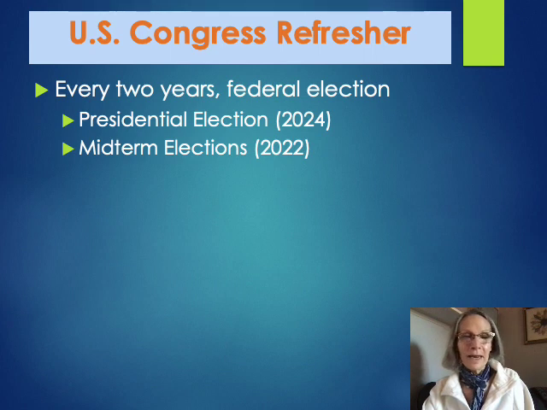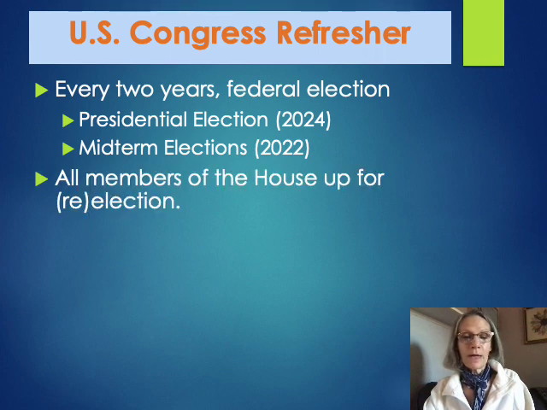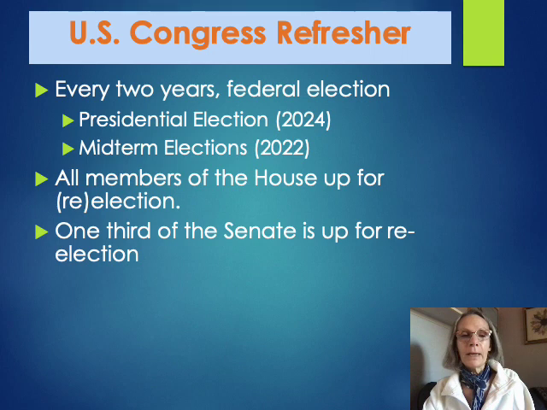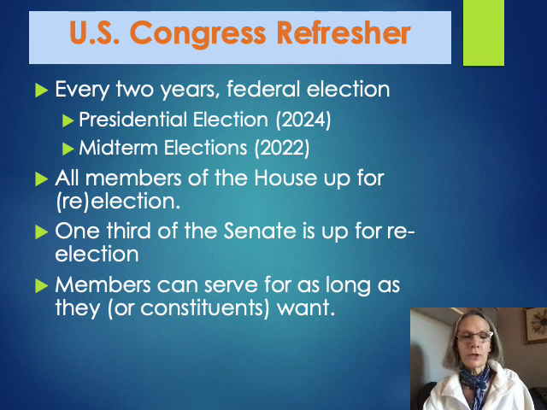In a midterm election, all the members of the House are up for re-election and 1/3 of the Senate. The difference between a midterm and a presidential election is that the president is up for election at that point as well. All members of the House are up for re-election in both the presidential election and the midterm elections. Only 1/3 of the Senate is up for re-election in presidential elections and midterm elections due to their 6-year term.